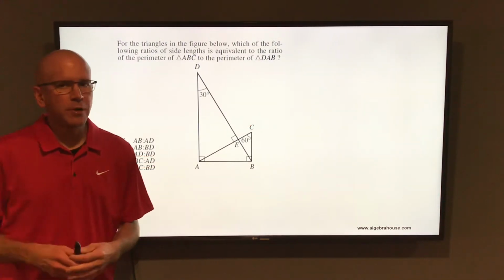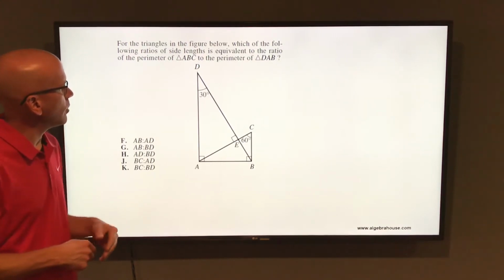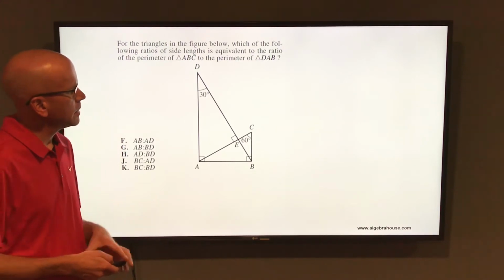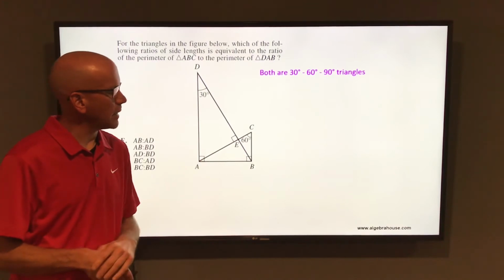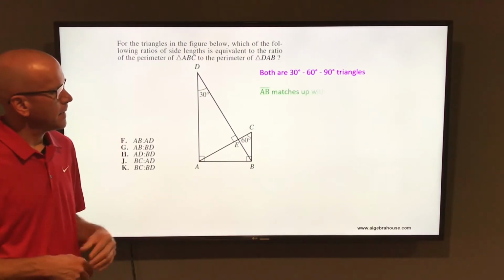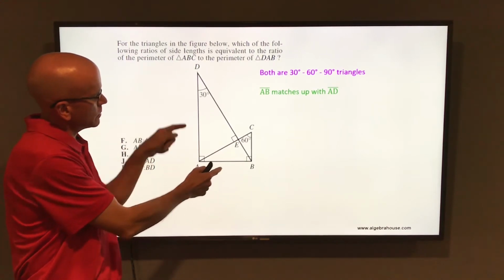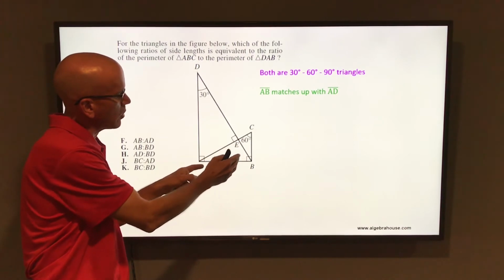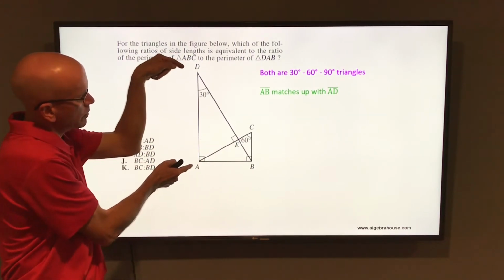For the triangles in the figure below, which of the following ratios of side lengths is equivalent to the ratio of the perimeter of triangle ABC to the perimeter of triangle DAB? Well, notice these are both 30, 60, 90 right triangles. Side AB matches up with side AD. So side AB is across from the 60-degree angle in this smaller triangle, and side AD is across from the 60-degree angle in the larger triangle.